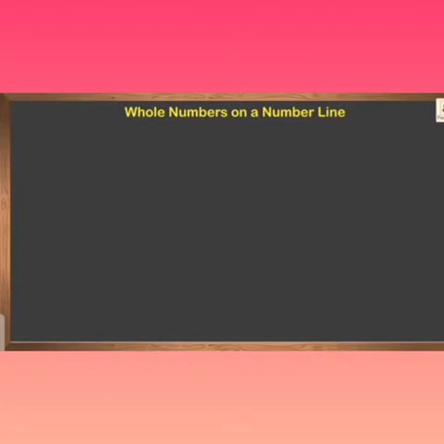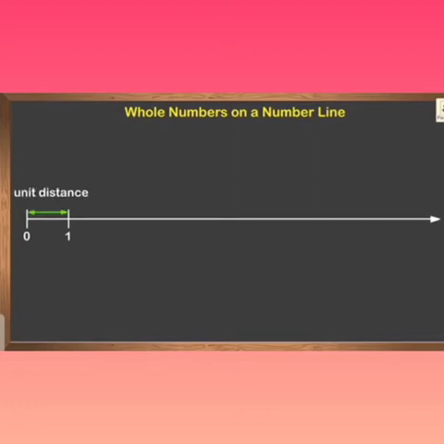To represent whole numbers on a number line, draw a straight horizontal ray. Label one end of the line as 0. Mark another point to the right of 0 and label it as 1. The distance between 0 and 1 is the unit distance. Now mark points 2, 3, 4, and so on to the right side of point 1 at unit distance. This is how the number line will look when we represent the whole numbers starting from the point 0.